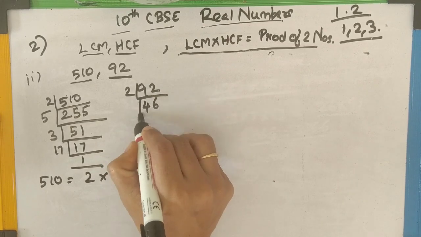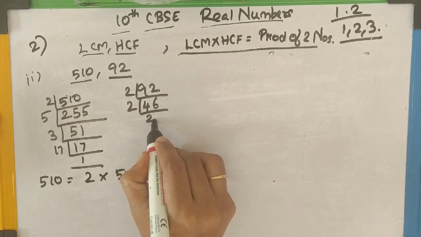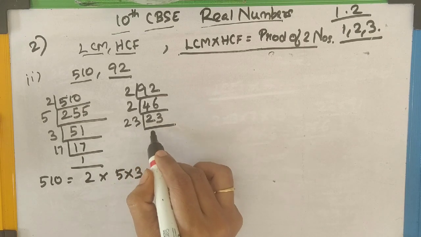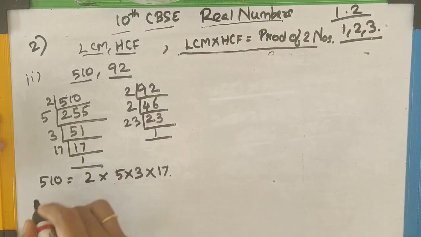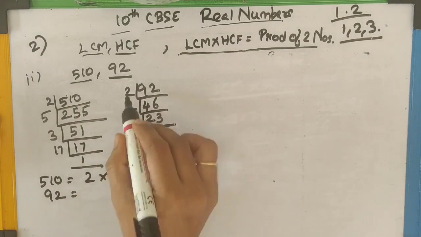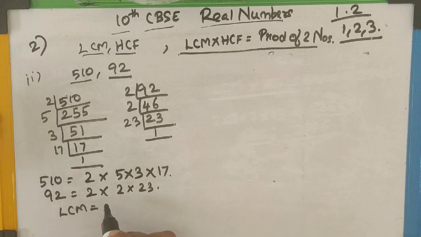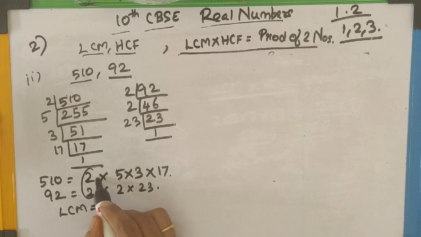Now I am taking 92. I am dividing by 2, I get 46. Again I divide by 2, I get 23. 23 is a prime number, so I am going to end it with that. Now I am writing the factors of 92, that is 2 into 2 into 23. Okay. Here, only one pair of 2 is common. I have to note that.